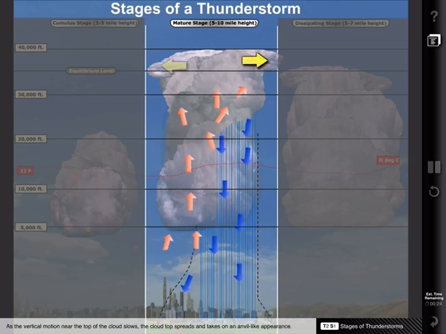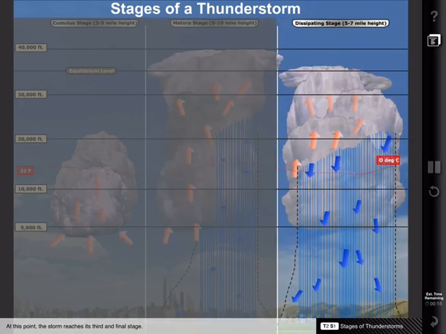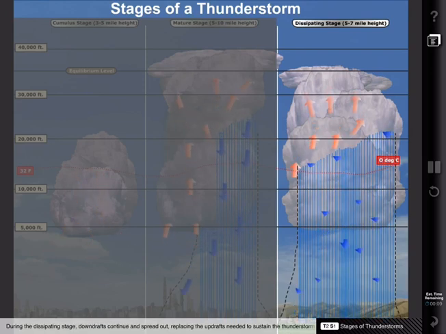As the vertical motion near the top of the cloud slows, the cloud top spreads and takes on an anvil-like appearance. At this point, the storm reaches its third and final stage. During the dissipating stage, downdrafts continue and spread out, replacing the updrafts needed to sustain the thunderstorm.